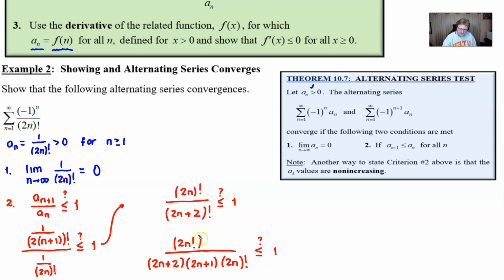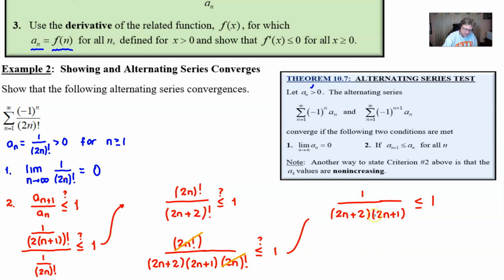Well, now you can see this wonderful cancellation that's going to occur there. And it brings me to the statement 1 over the quantity 2n plus 2 times 2n plus 1 is less than or equal to 1. And I feel very confident that that has got to be a true statement. Because remember, n has got to start with 1. Therefore, it seems only logical that that's going to be true.